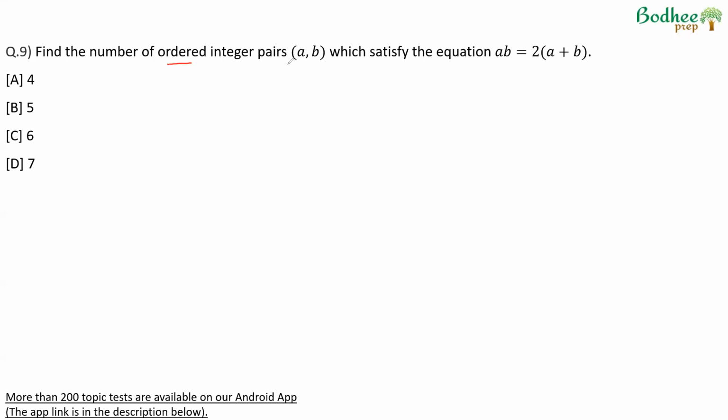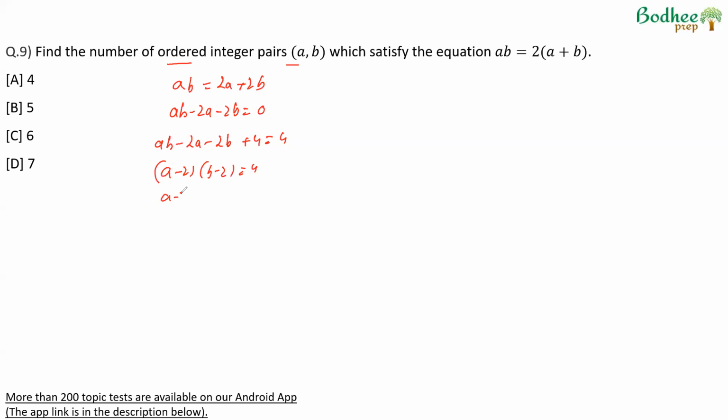Find the number of ordered pairs (A, B) which satisfy the equation AB is equal to 2A plus 2B. AB minus 2A minus 2B is 0. AB minus 2A minus 2B plus 4 is equal to 4. Multiply the coefficients of A and B and add on both sides. This can be written as (A minus 2) into (B minus 2) is equal to 4.